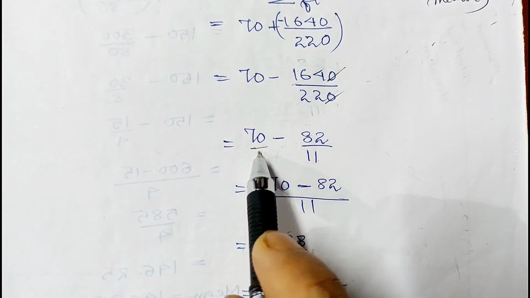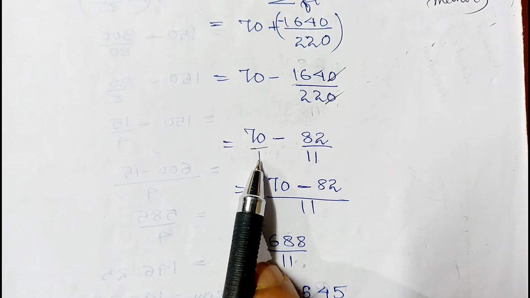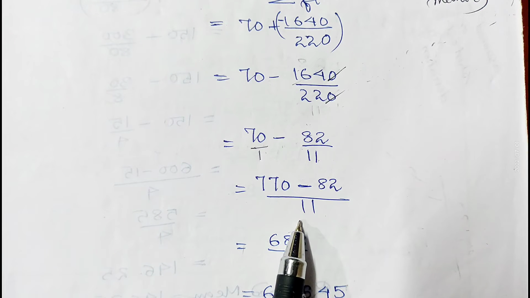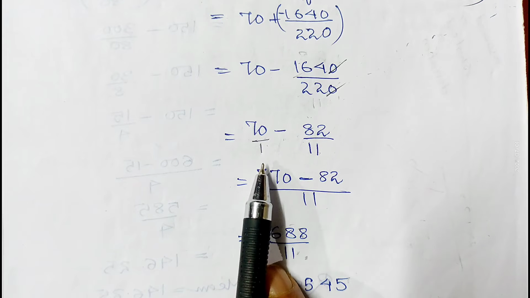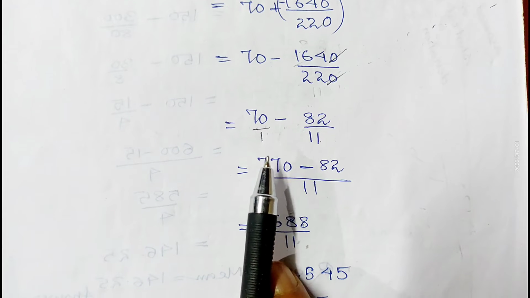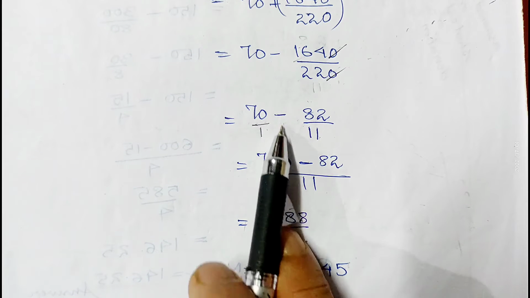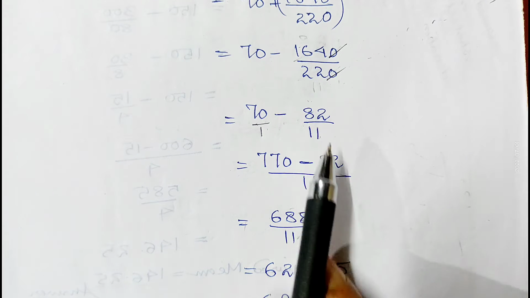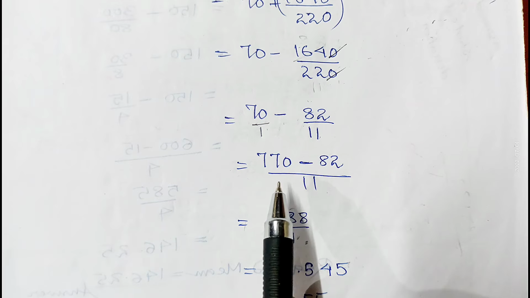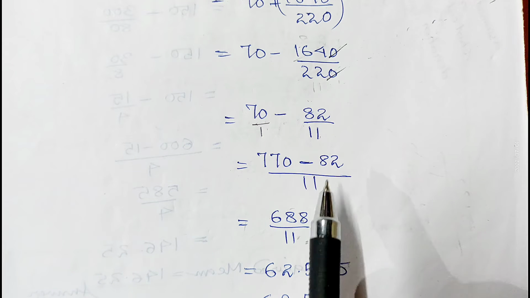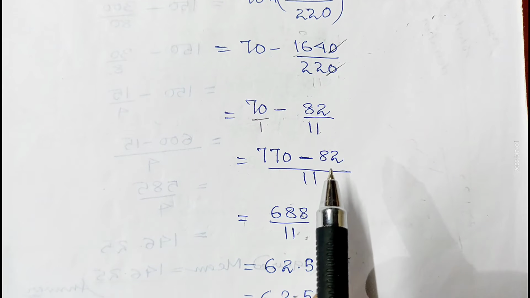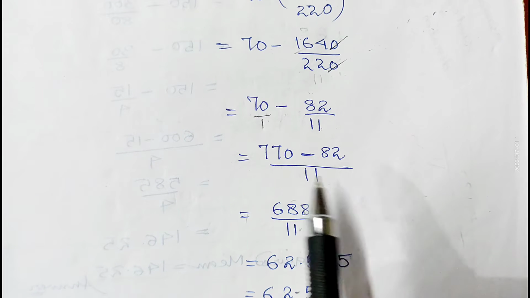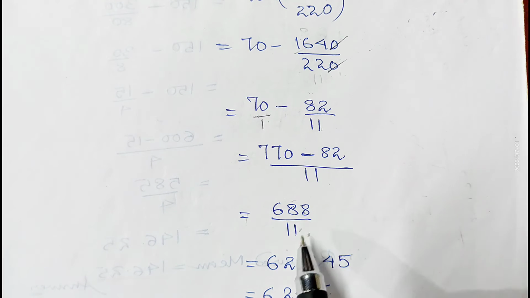Here it is 70 by 1. If you take LCM of 1 and 11, it will be 11. 11 divided by 1 is 11. 11 into 70 gives 770, minus 11 divided by 11 is 1, 1 into 82 gives 82. So we got 770 minus 82 divided by 11. Now if we subtract 82 from 770, it will give 688 by 11.